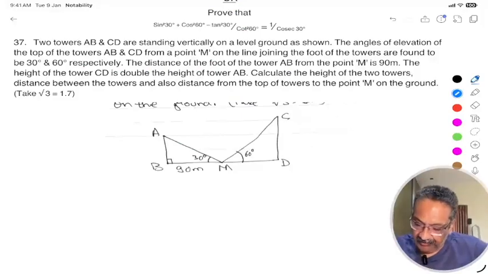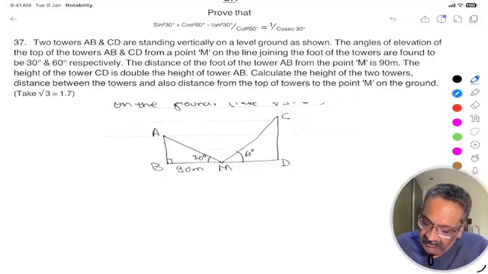Application of trigonometry. There are two towers AB and CD. Figure is given, so not to worry. So AB is one tower and CD is another tower. The angle of elevation of the top of the towers AB and CD from a point M on the line joining the foot of the towers. The line joining the foot of the towers is BD. So on BD there is a point M.